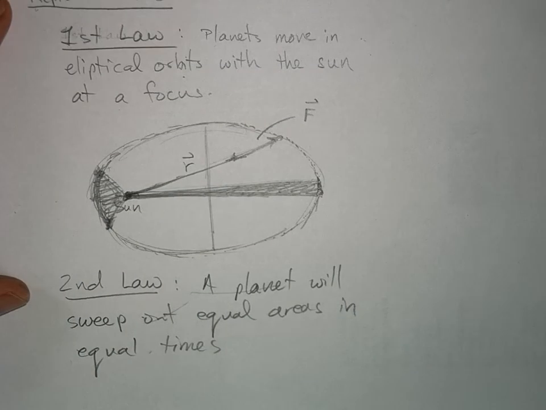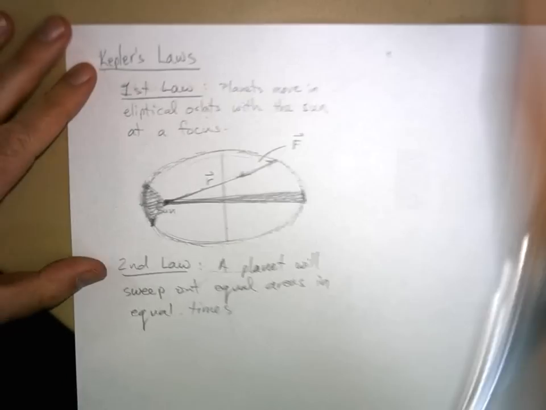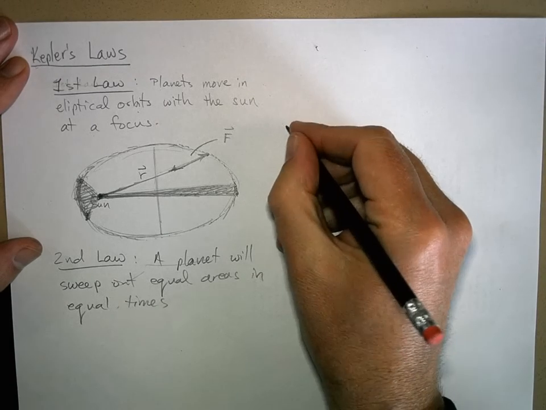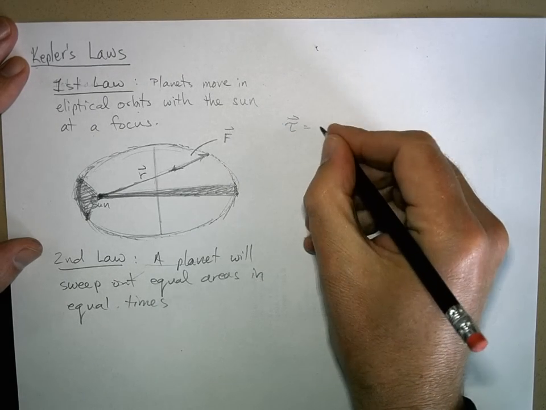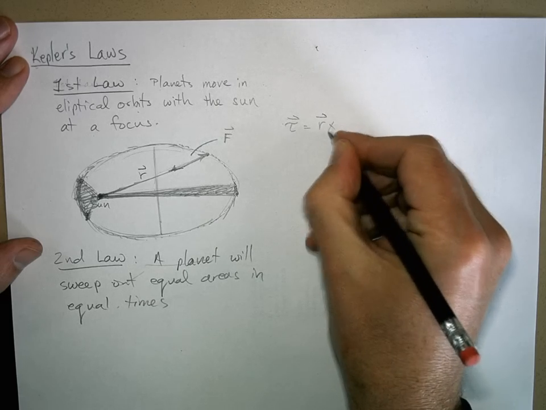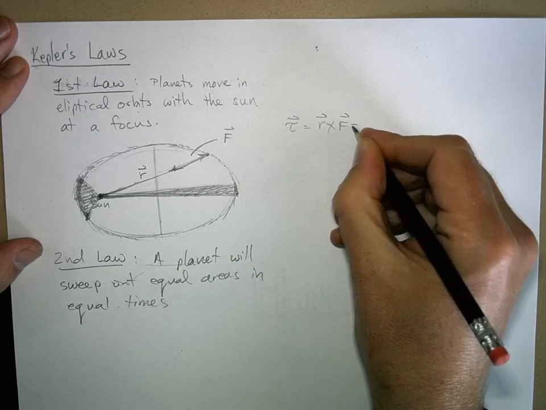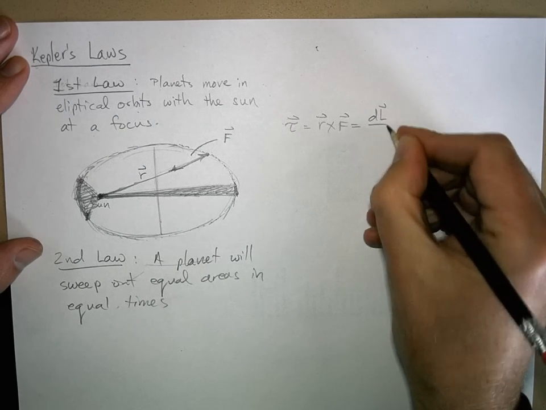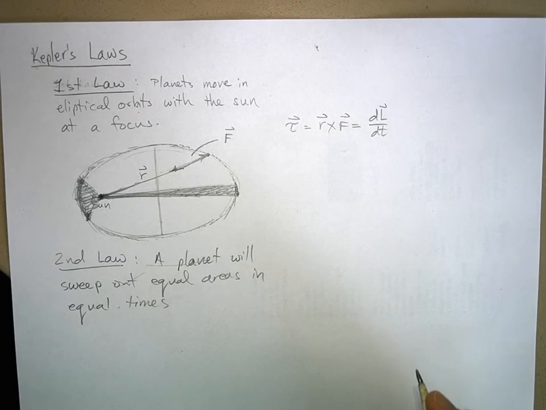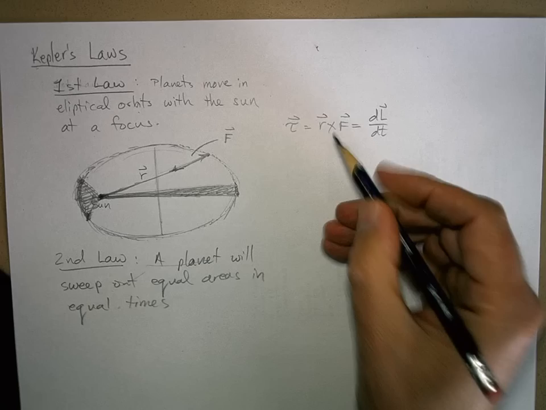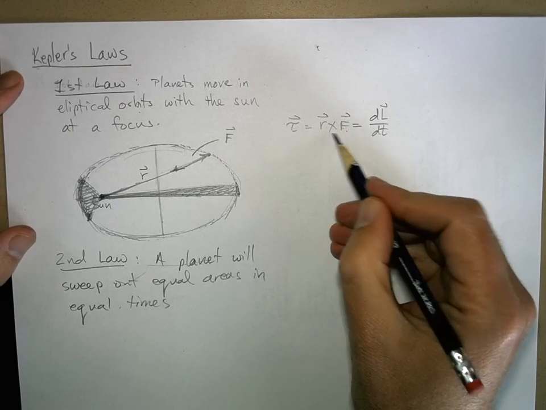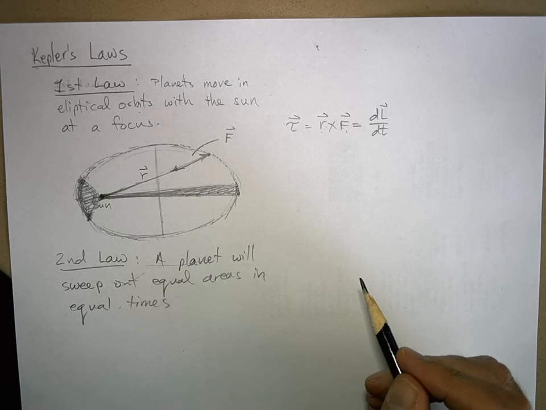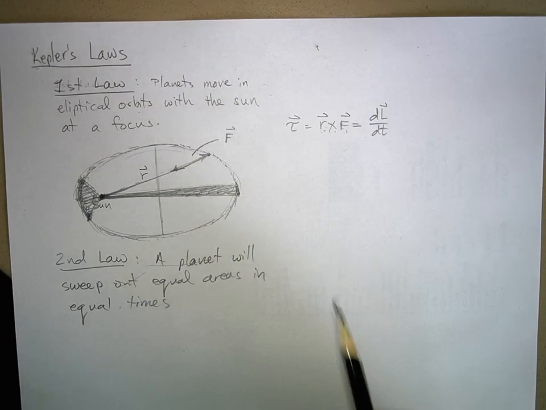Now, what did we say about torque? Let me zoom out a little bit, make more room. Well, we said that torque is equal to r cross F. And we also said that the net torque on an object is the rate of change of angular momentum. Okay. Well, notice that this cross product right here is going to be 0. Can you tell me why? Why would r cross F be equal to 0?